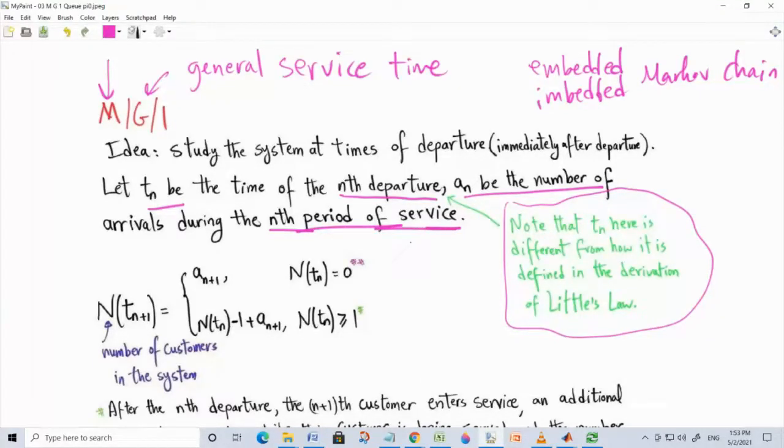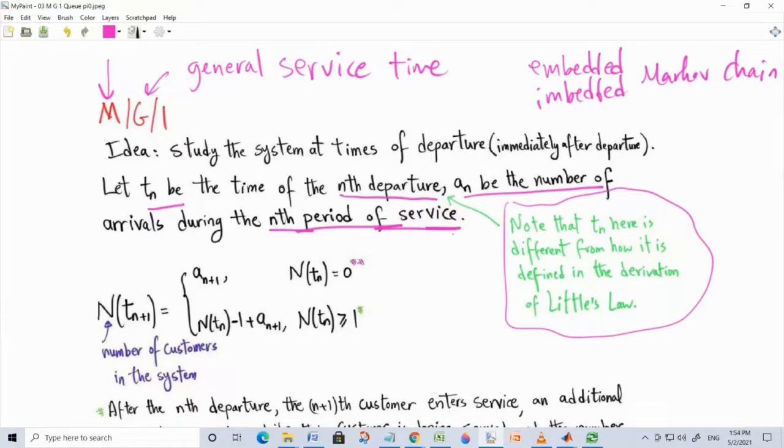Note the following: in our system here, arrivals and departures will be ordered because there is just one server. If our queuing discipline is first in, first out, then we cannot have the seventh customer being served before the fifth customer. There is no other server. It's just one server. It's M/G/1. And during the nth period of service, there will be arrivals while the server is working with one of the customers, and let An be the number of arrivals during the nth period of service.